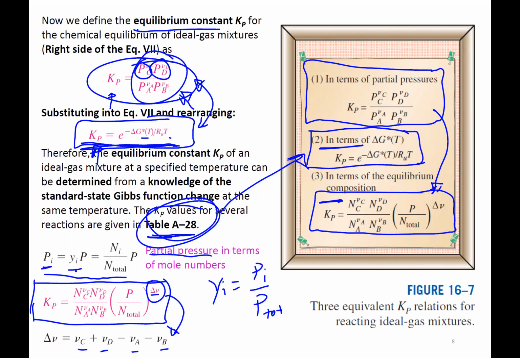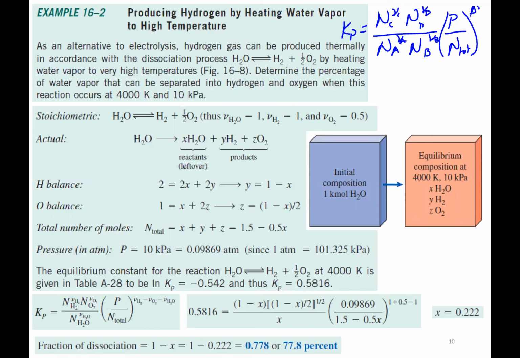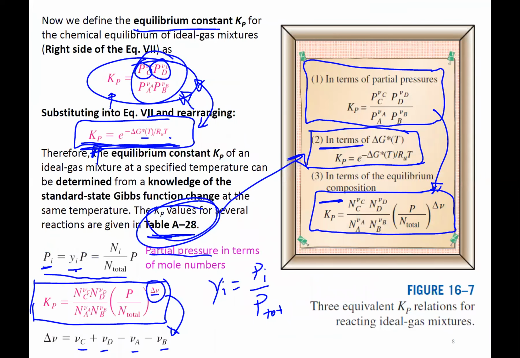Okay, so this is Kp. Let me rewrite this, Kp. I'm going to need more room than that. So we're going to be using this version now of the equation. Okay, so this one right here.